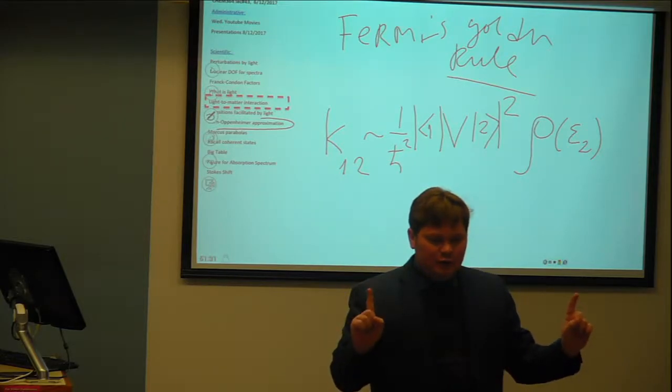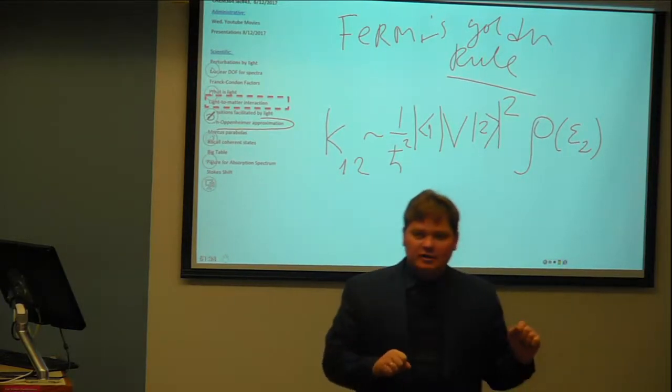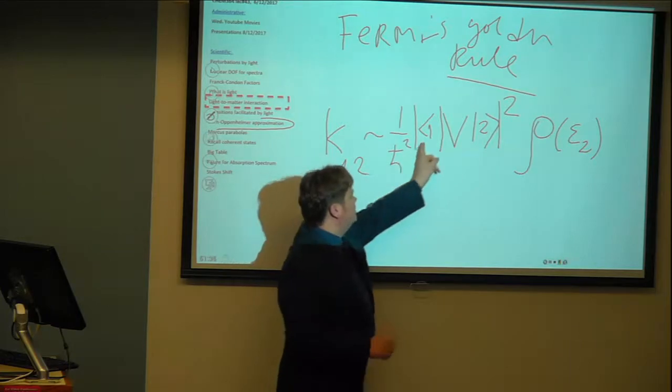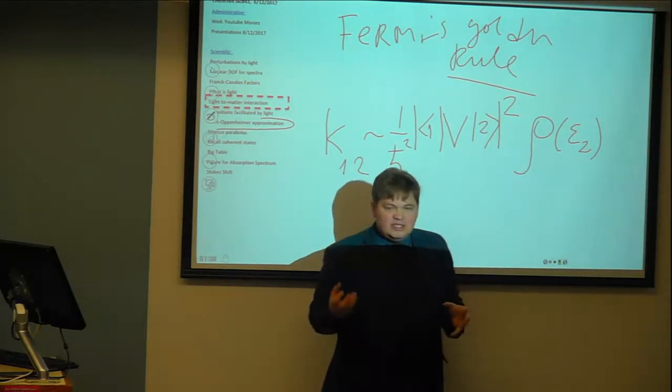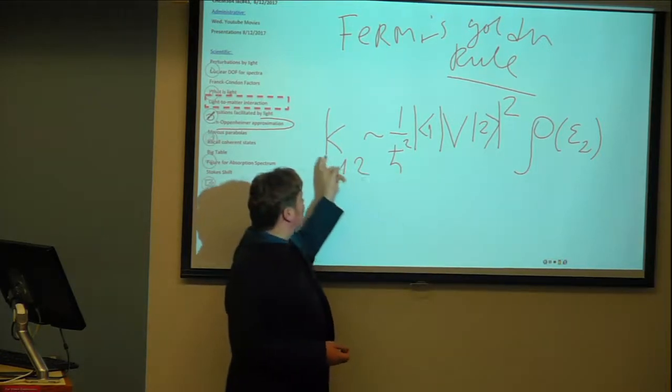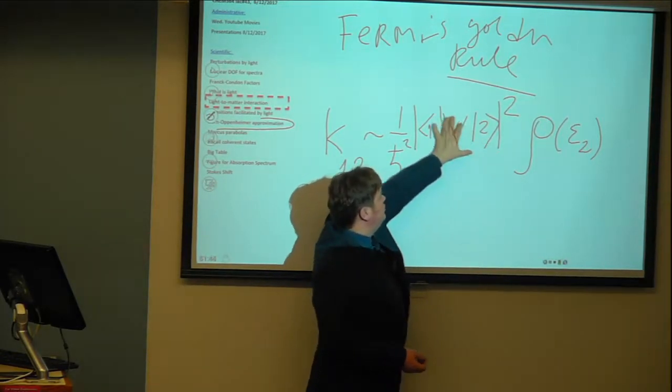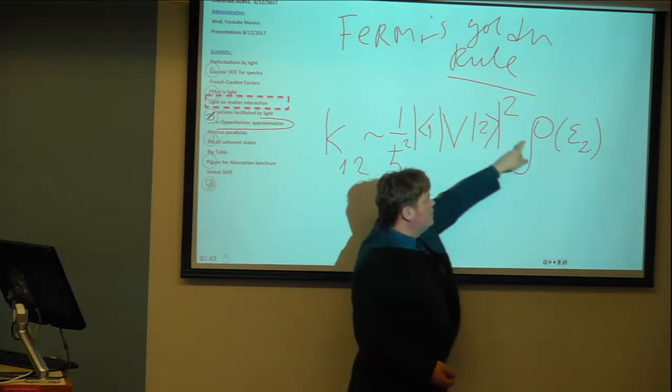If there are two quantum states, if there is an interaction that connects them, if there is a matrix element, and there is a density of states for this initial and final, then the rate of transition from state 1 to state 2 will be the matrix element of transition squared times density of states.